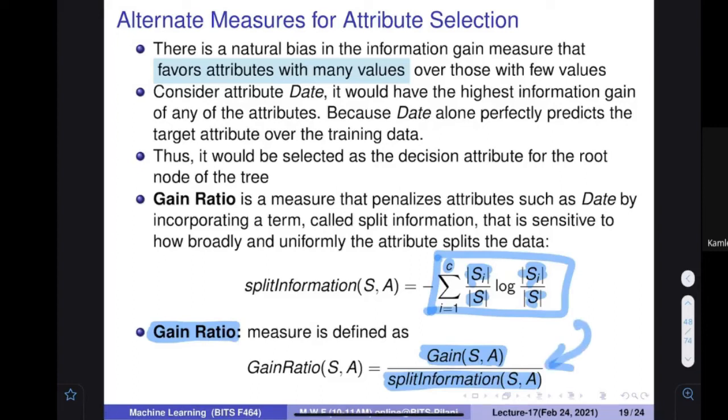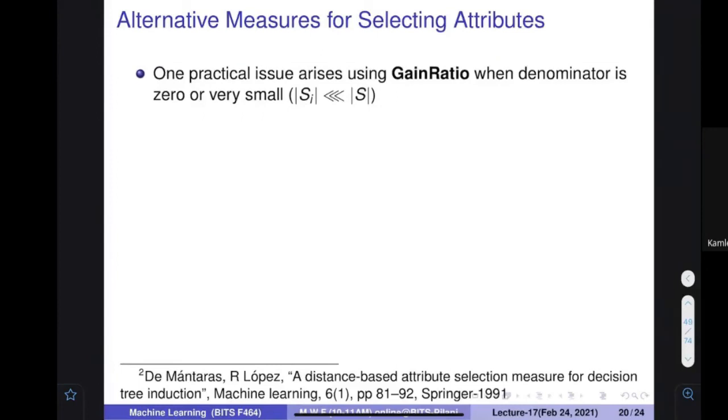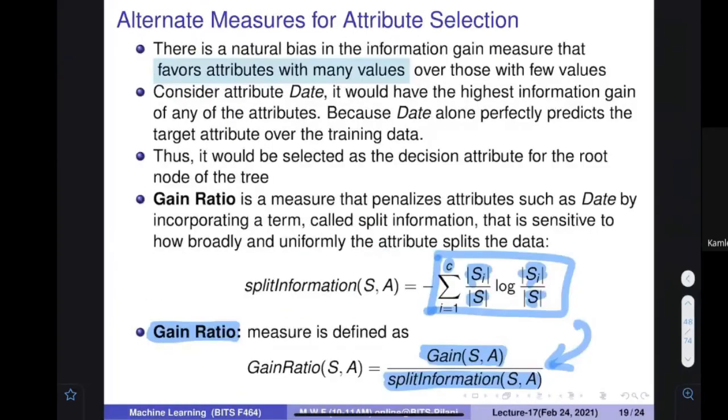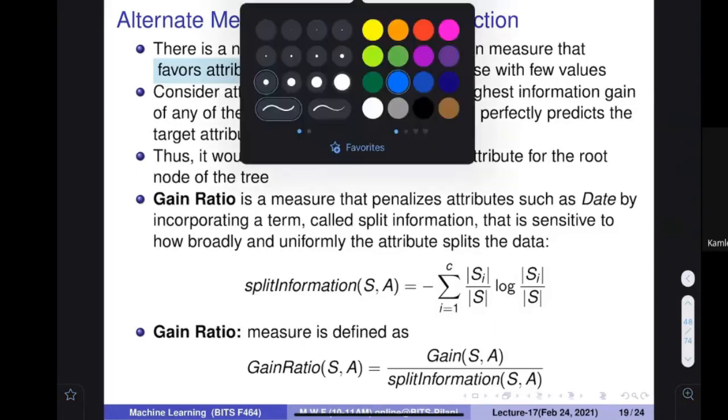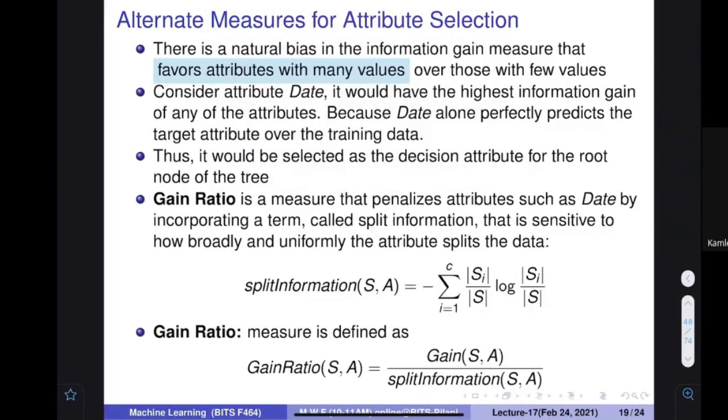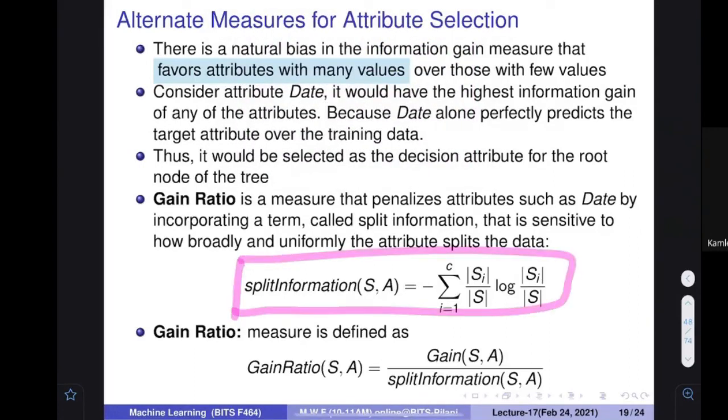Let me tell you, there is also a very important problem here. Gain ratio is a good thing, as it tells that balanced splits get good visibility for being put as the root. But again there is a problem: if the split information is very small, then the gain ratio becomes very large.